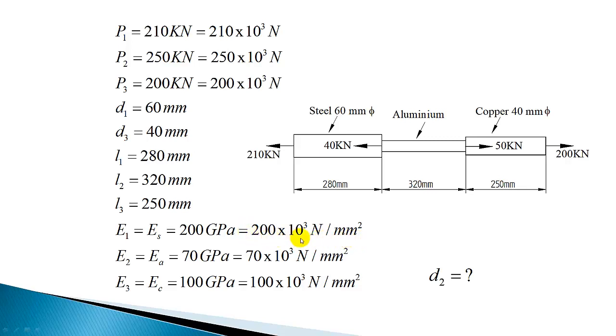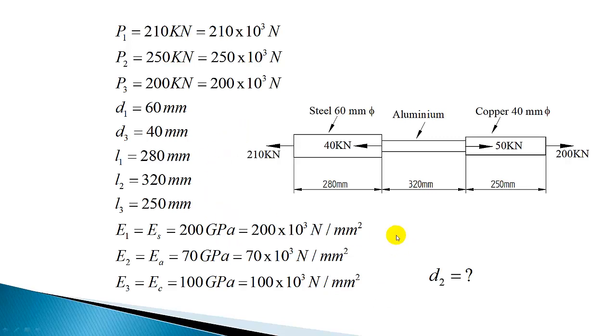So gigapascal we can convert into Newton per mm square by multiplying by 10 raised to 3. E2 is aluminum, Young's modulus of aluminum, so it is equal to EA. It is 70 gigapascal, 70 into 10 raised to 3 Newton per mm square. A third section is made out of copper. So E3, EC, is equal to 100 gigapascal, or 100 into 10 raised to 3 Newton per mm square. So these are the known data.